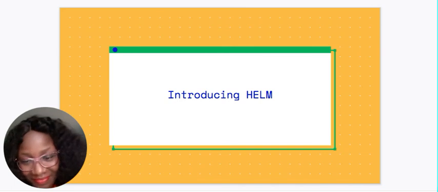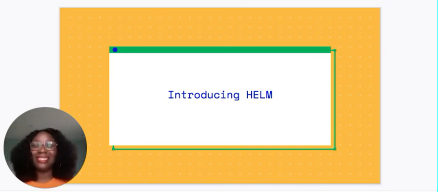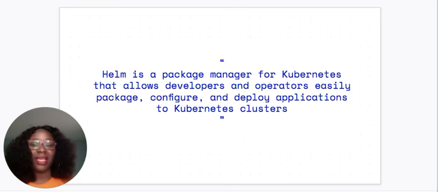Introducing Helm. Now, Helm is not the end itself, but it's a means to the end, if that makes sense. But what is Helm? Helm is a package manager for Kubernetes that allows developers and operators to easily package, configure, and deploy applications to Kubernetes clusters. Helm is built with Kubernetes in mind. You can't use Helm for anything aside from Kubernetes.